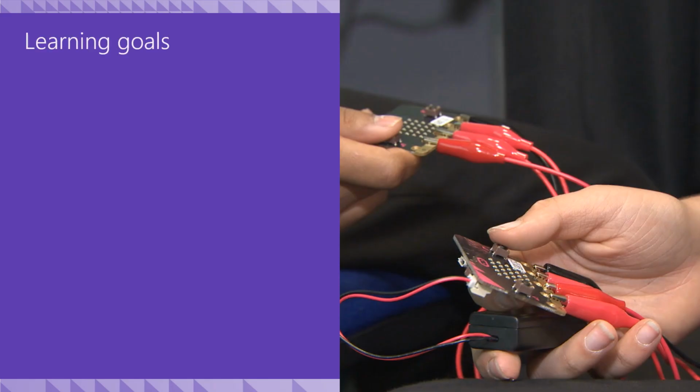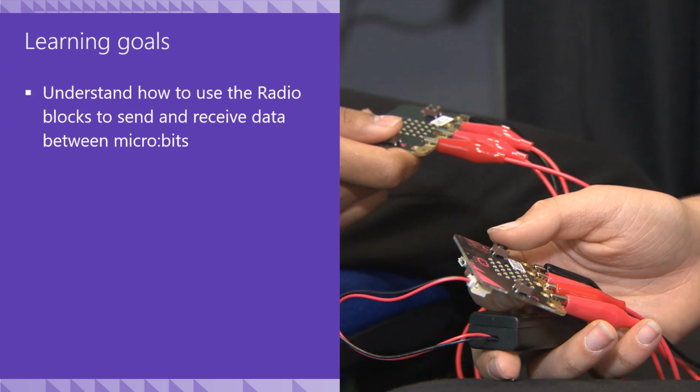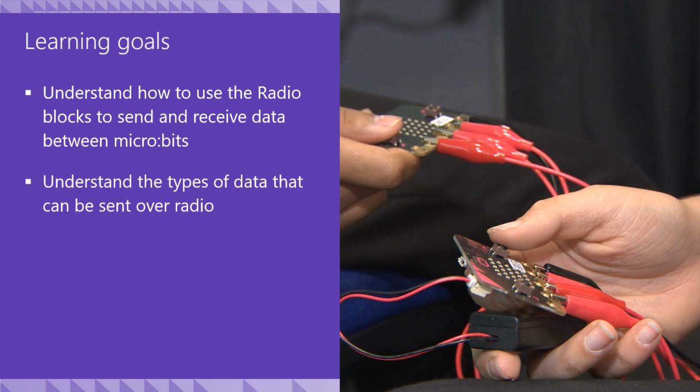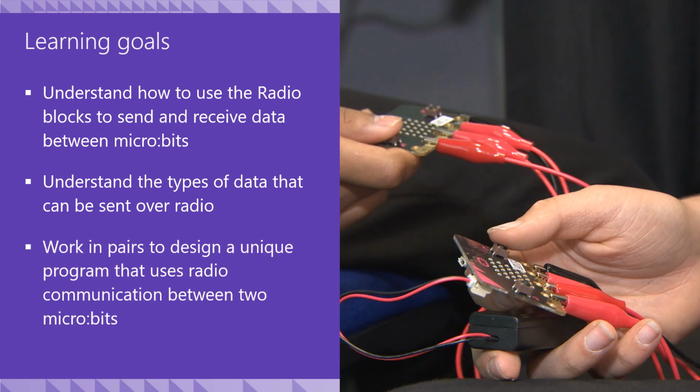Now, during this unit, students will understand how to use the radio blocks in MakeCode to send and receive data between microbits. They'll understand the different types of data that can be sent over radio. And finally, they'll work in pairs to design a unique program that uses radio communication.